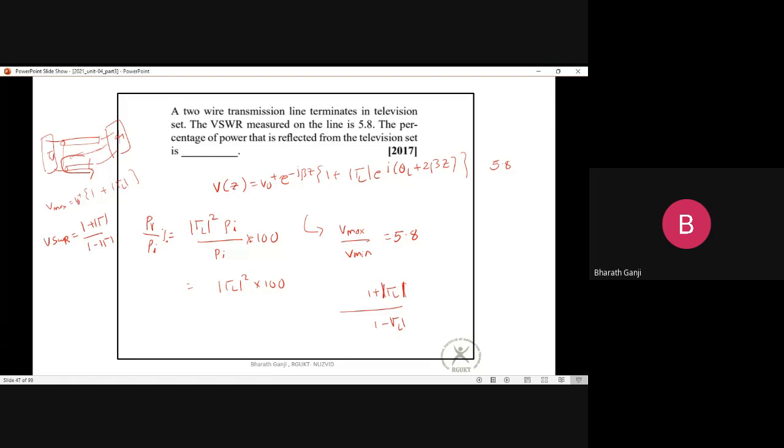Many problems get solved with this. So from here you can say the maximum I can get is 1 plus |Γ| and the minimum I can get is 1 minus |Γ|. So that is how I remember. But it's up to you. If you want to learn it by heart, then you can go and do that.